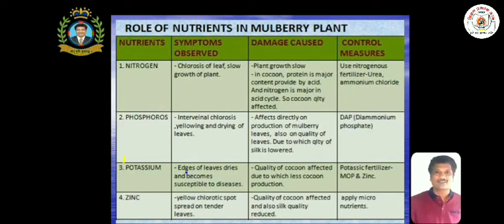In case of potassium deficiency, the edges of the leaf dry and become susceptible to several diseases, due to which the quantity of cocoons is affected and lesser cocoon production is found. Fertilizers such as muriate of potash should be applied. Among micronutrients, zinc deficiency shows yellow chlorotic spots spread on the tender leaves, due to which the quantity and quality of the cocoon is affected and the silk is also reduced, for which micronutrients containing zinc should be used to correct the above deficiencies.